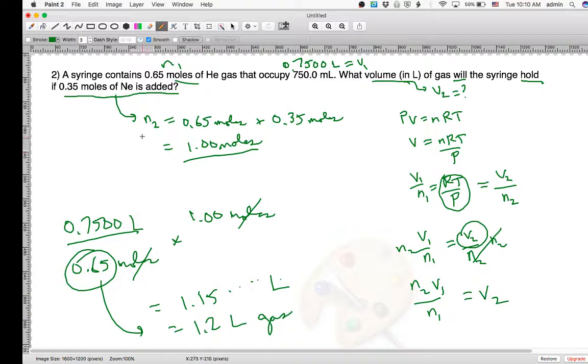That was a trick, folks. The trick was right here: 0.35 moles of neon are added. It's not the final number of moles. It's how much is added.